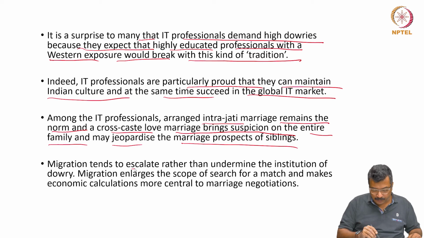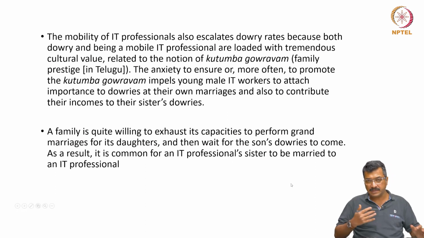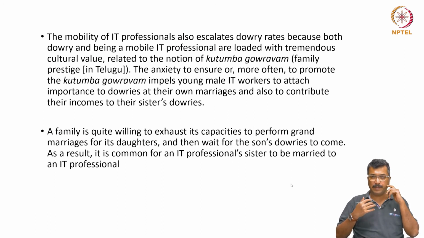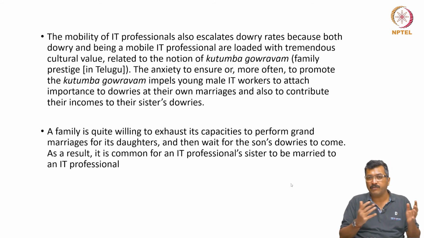So migration tends to escalate rather than undermine the institution of dowry. Migration enlarges the scope of search for a match and makes economic calculations more central to marriage negotiation. Once people are out looking for alliances, the status that somebody is in the US opens up quite a lot of possibilities. And if other factors are fine in terms of caste, subcaste, and horoscope, then the economic transaction alone becomes the most contentious and the most important thing.